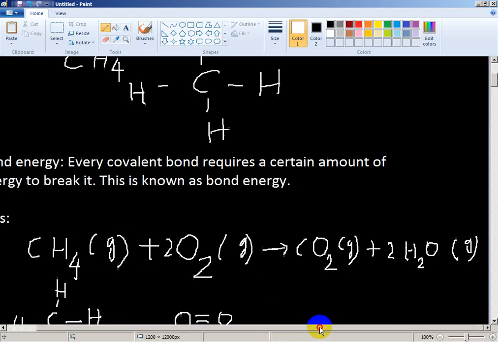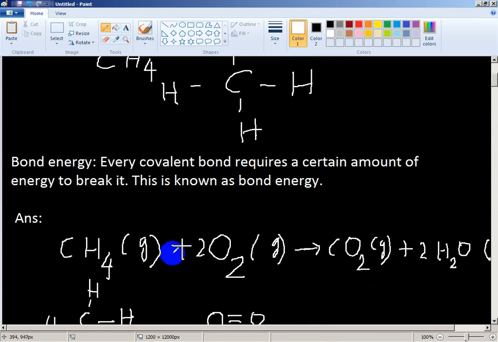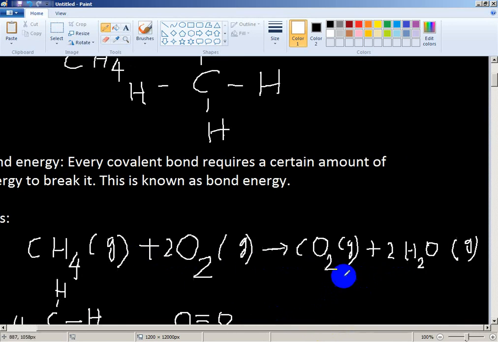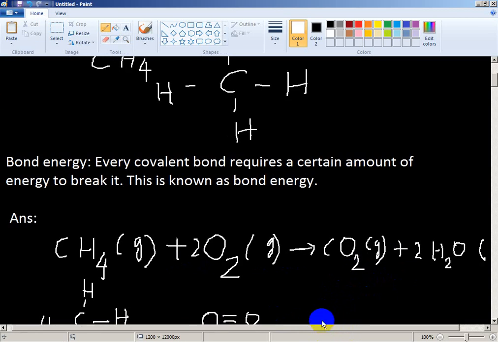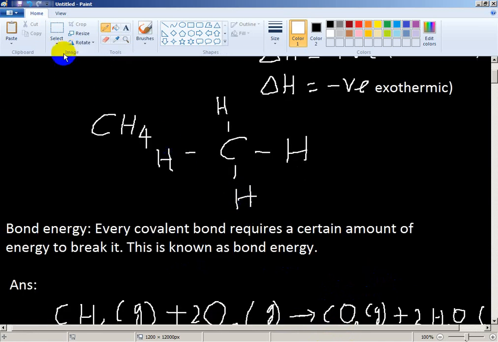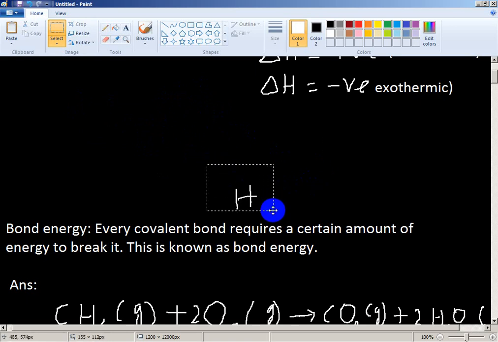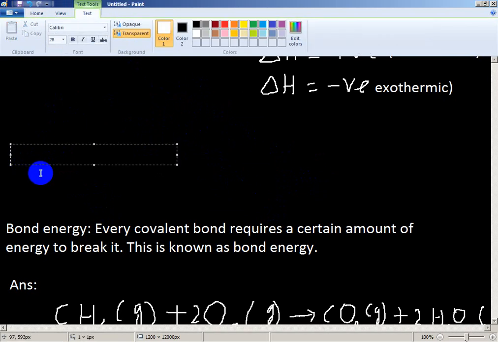During product formation, energy is released. So bond breaking is energy gained, so bond breaking is endothermic. Energy is released during bond formation, so bond formation is exothermic, with a negative sign. You should write this information. This is not the answer. You should write it as a side note.